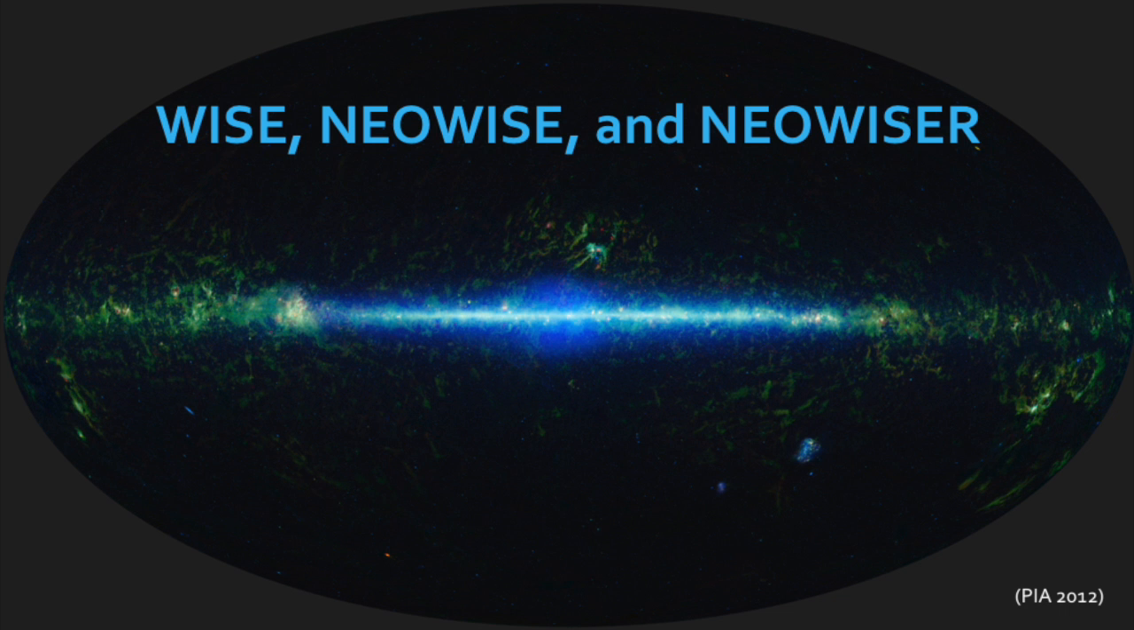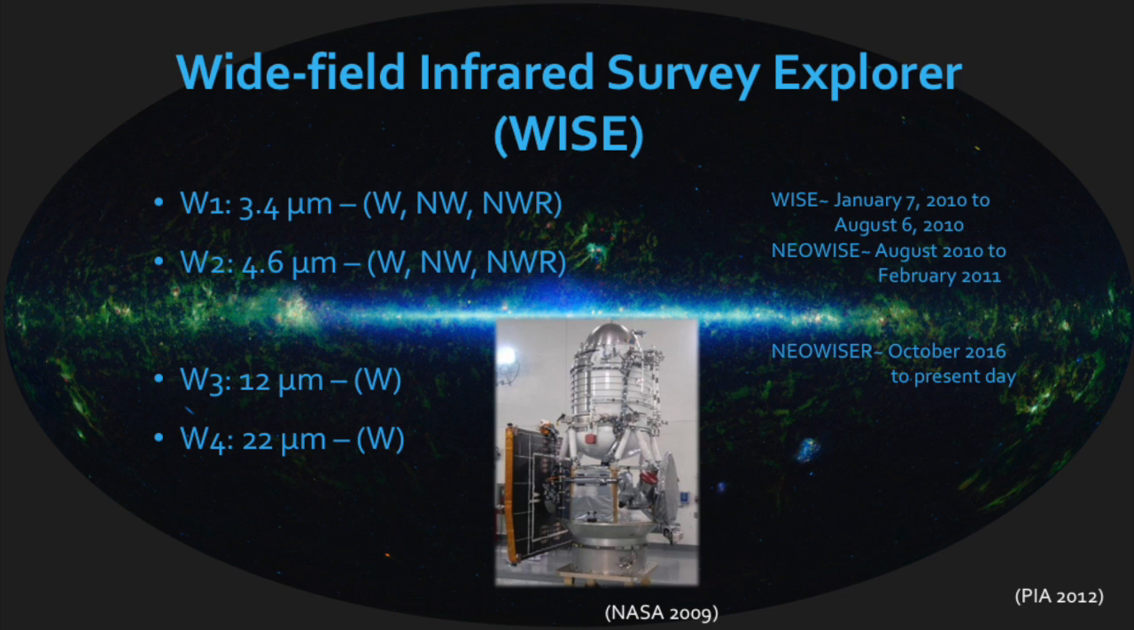Next, we're going to talk about WISE, NeoWISE, and NeoWISER. WISE, or the Wide Field Infrared Survey Explorer, is a telescope that operates in 4 different wavelengths. During WISE's original mission, it operated in 3.4 micrometers, 4.6 micrometers, 12 micrometers, and 22 micrometers. This WISE phase of the mission operated from January 7, 2010 to August 6, 2010.